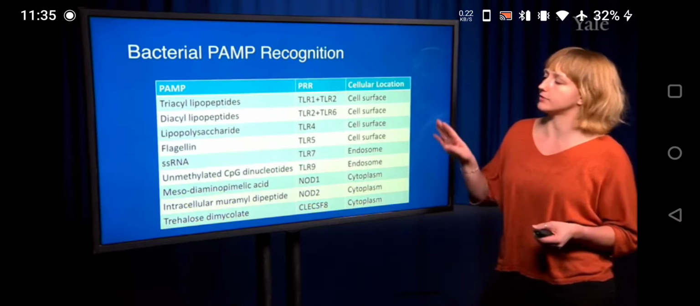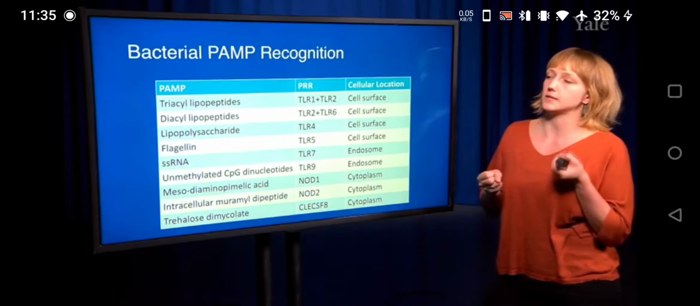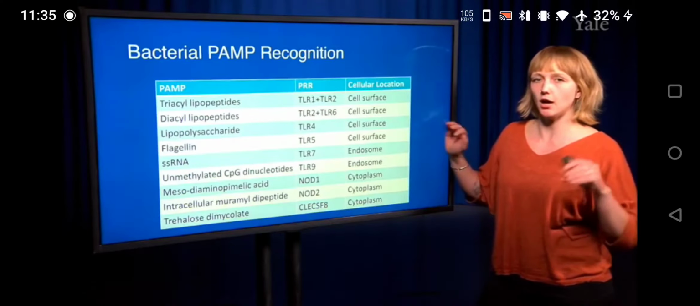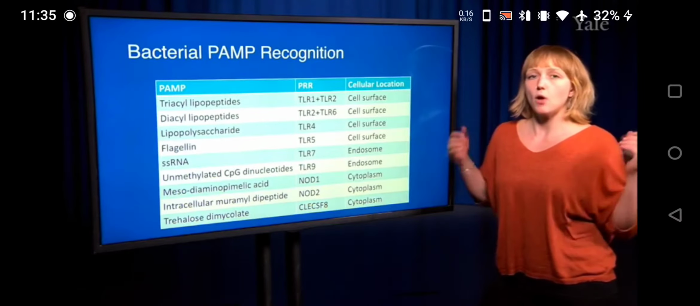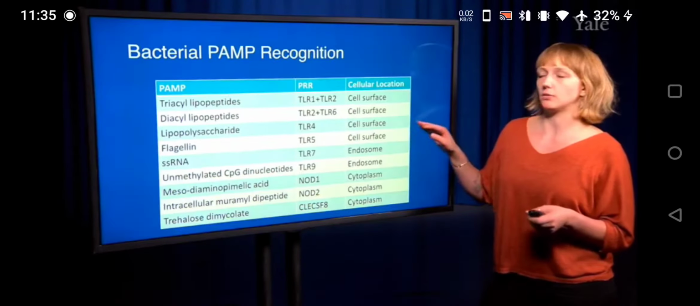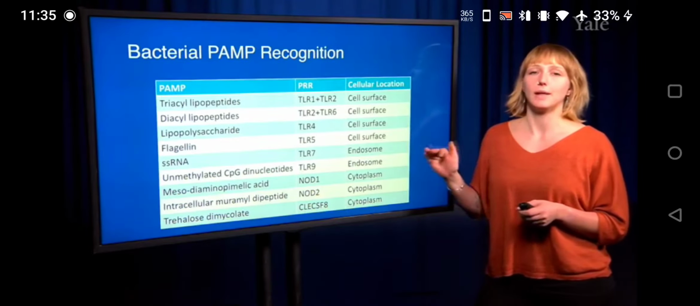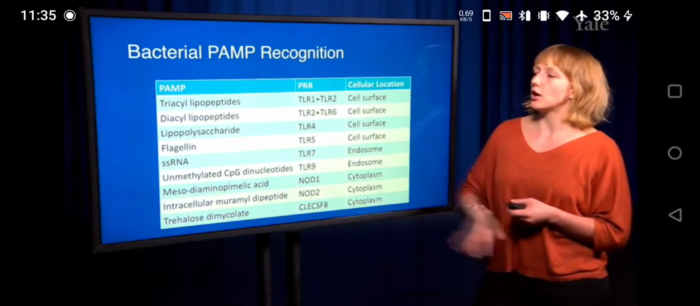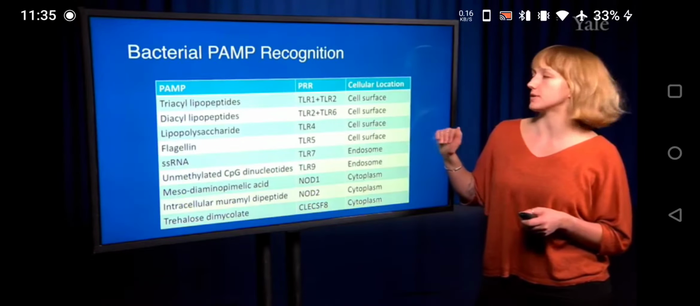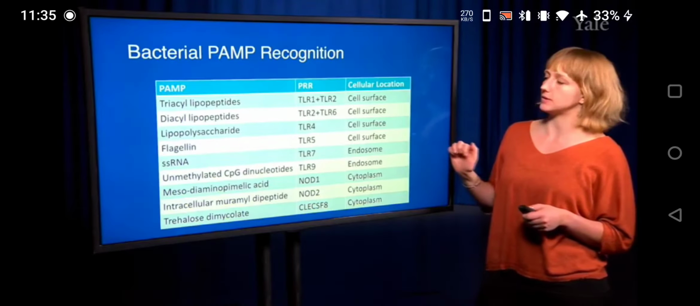But we also have a variety of cell surface PRRs that recognize the outer membranes of bacteria. So for example, do you remember how I said gram-negative bacteria are coated with lipopolysaccharide? Well, lipopolysaccharide is not made by host cells, and thus it's actually a very critical PAMP that activates the immune response via TLR4. This is one of the most studied TLRs. Flagellin, which are the tails on many bacteria, is recognized by TLR5 on the cell surface, and different types of lipopeptides are recognized by TLR1, 2, and 6.